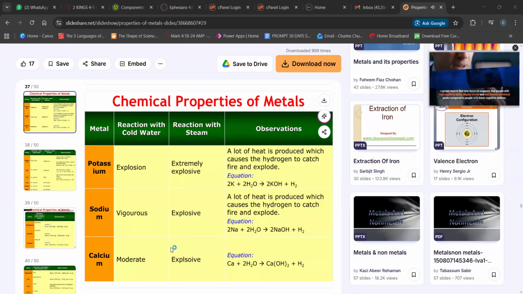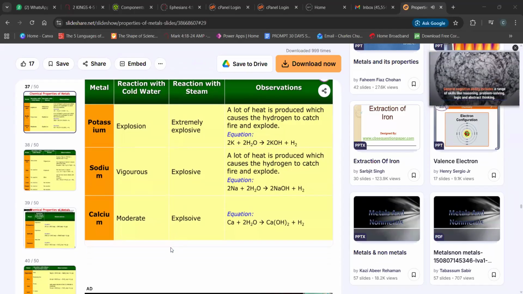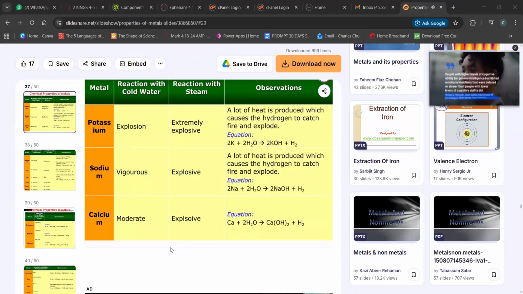This is a table that shows how the different metals react with cold water, how they react with steam, and what they produce. Potassium with water will give you potassium hydroxide and hydrogen gas. Sodium with water is vigorous with cold water. With steam, guess what? It will be explosive.